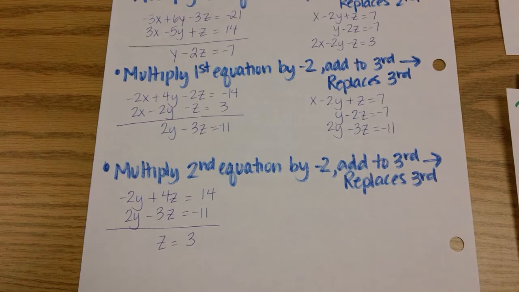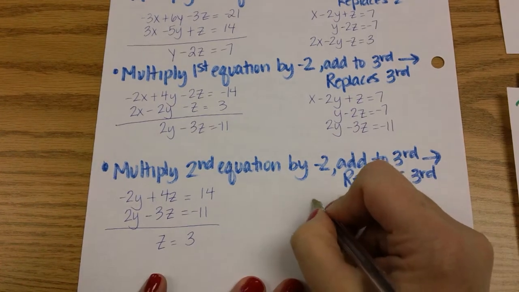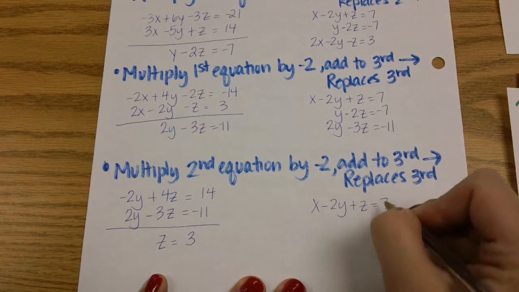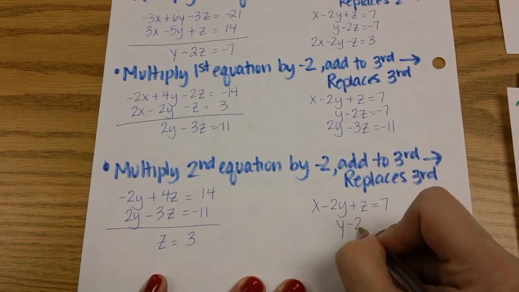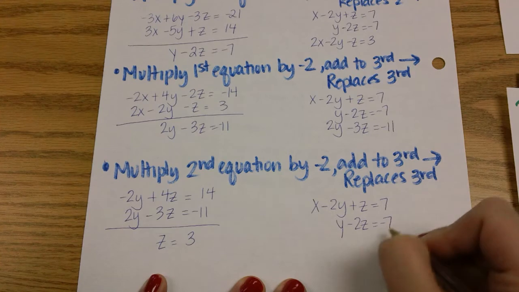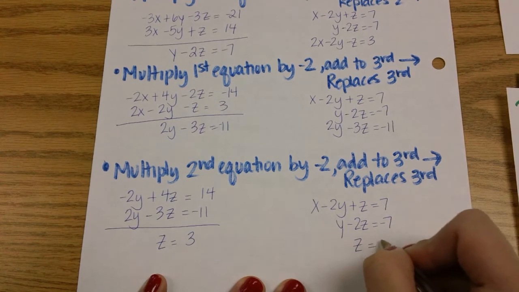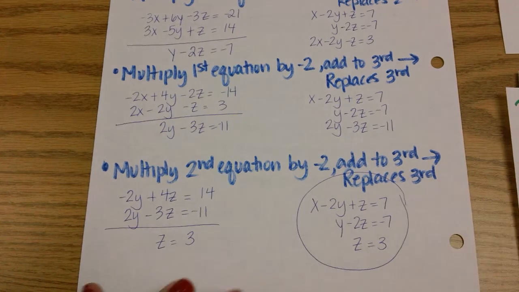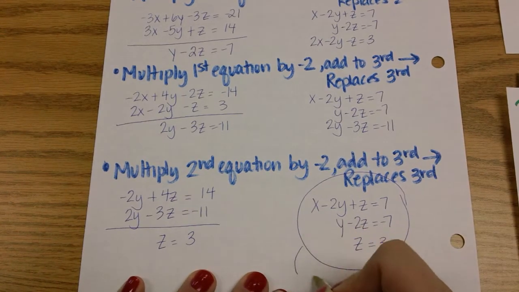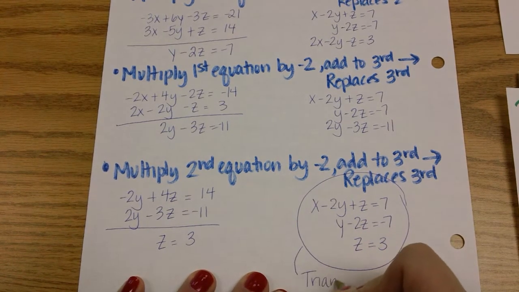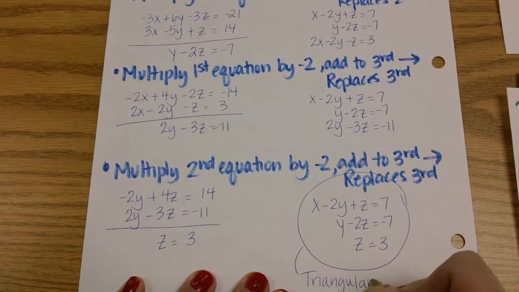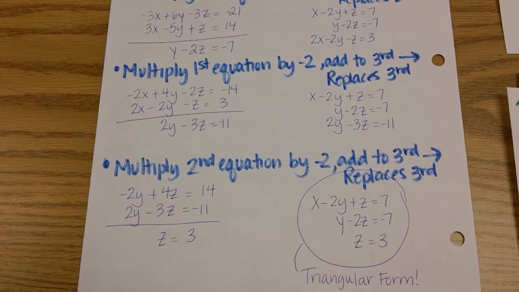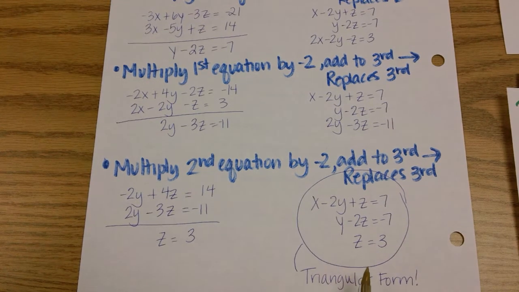Okay? Now, what this produces at the end is we have x minus 2y plus z equals 7, y minus 2z equals negative 7, and z equals 3. Okay? This here is called the triangular form. The triangular form is good because you know what your z value is.